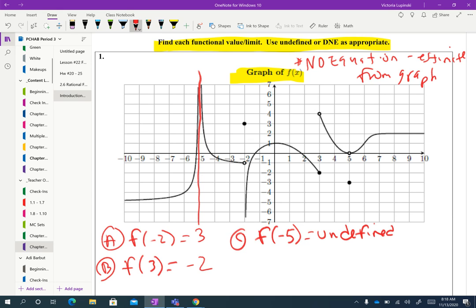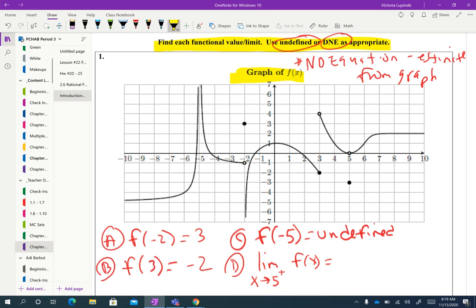So again, you have to be careful to use undefined if it's an f of, and you're only going to use DNE when it asks you for an actual limit. So let's go ahead and actually find some limits. In question D, I want you to find the limit as x goes to 5 from the right of f of x. And again, there's a reason why I'm having you write it. It forces you to get used to the notation.